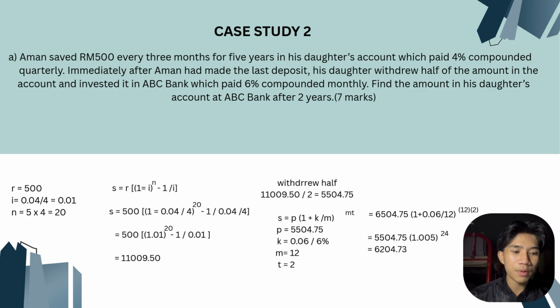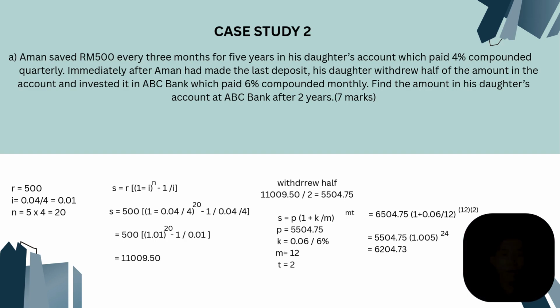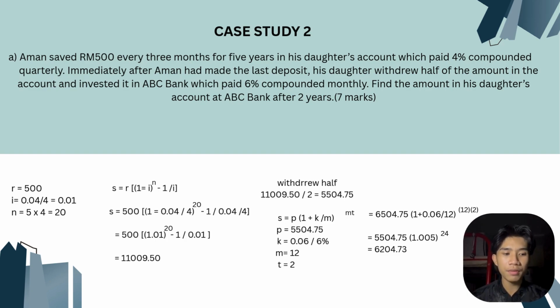Today, I will explain case study 2, which involves annuity and compounded interest. Aman saved 500 ringgit every 3 months for 5 years in his daughter's account with 4% interest compounded quarterly. Since the savings are made regularly, we use the future value of an annuity formula.